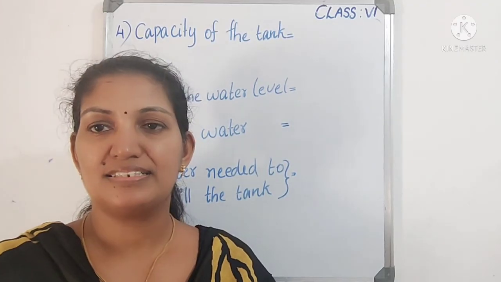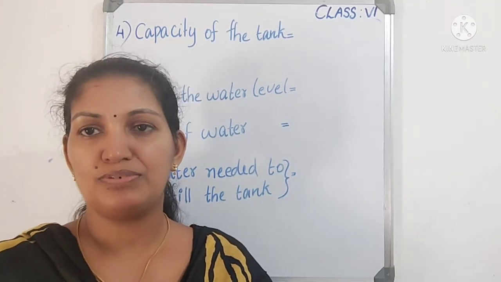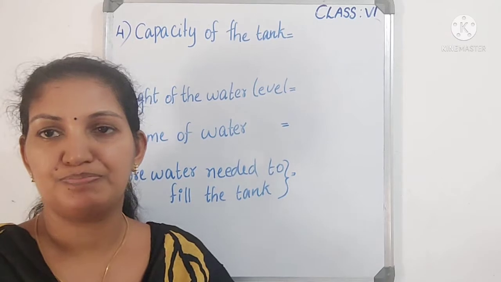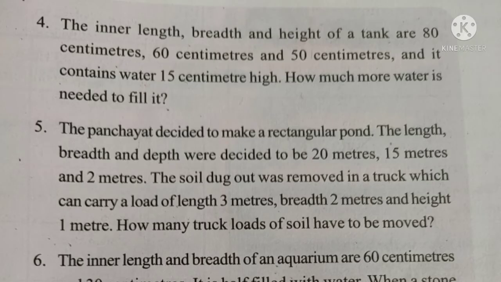Today let us discuss volume related word problems from page number 71. Fourth question. The inner length, breadth and height of a tank are 80 cm, 60 cm and 50 cm. It contains water up to 15 cm height. How much more water is needed to fill it?